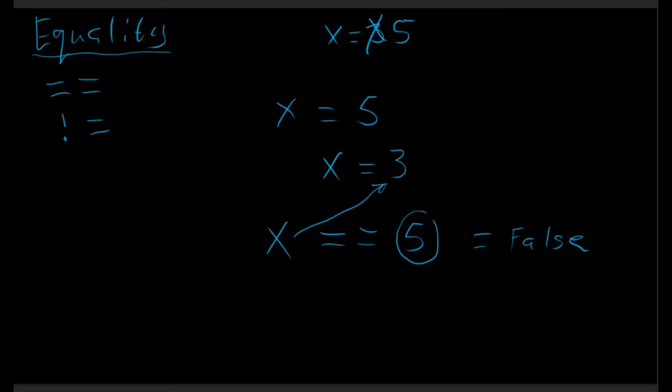Right? And then of course we can also do this with the inverse. We can use the not. If we said this same thing here, we could say x not equal to 5. And here we would say x is equal to 3. Is 3 not equal to 5? And this would result in true.